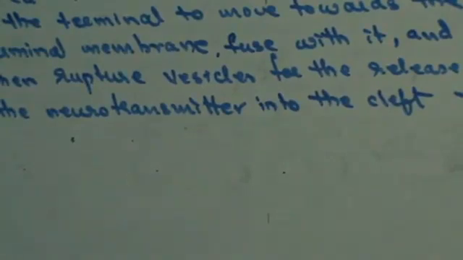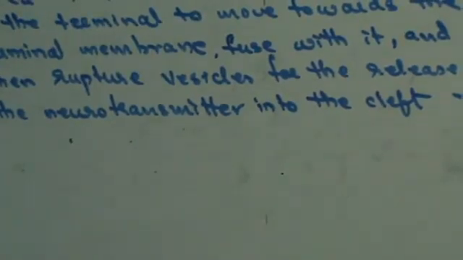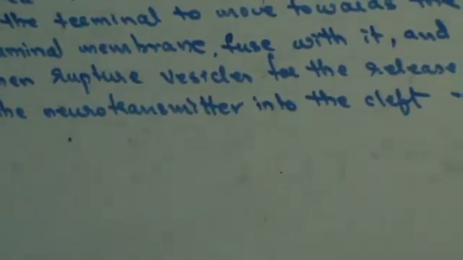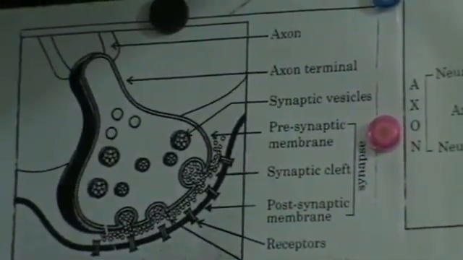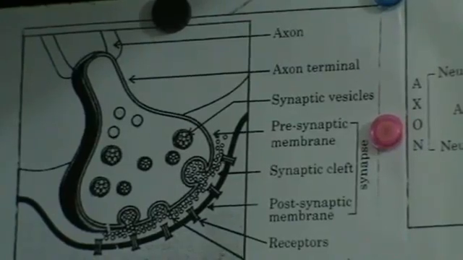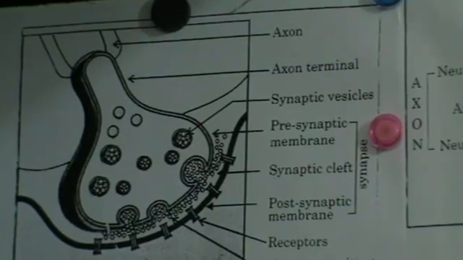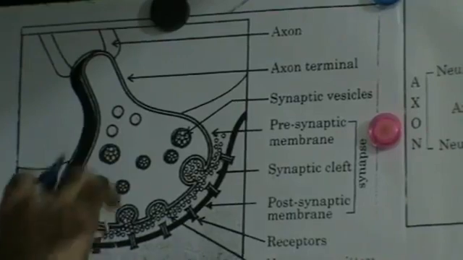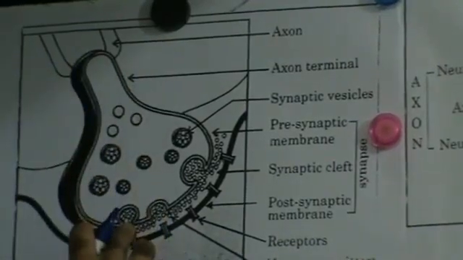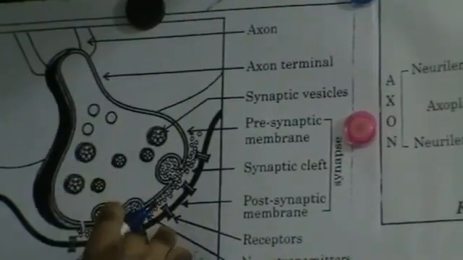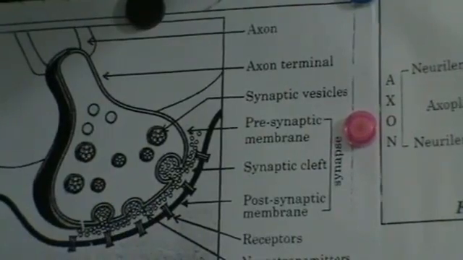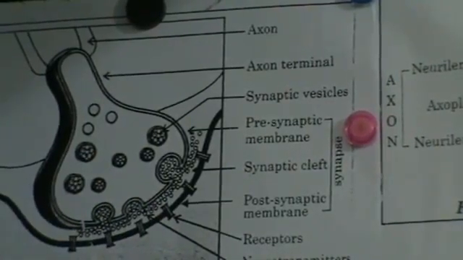These are then diffused into the synaptic gap, and they combine with the specific receptor molecules of the target cells of the receiving dendrites. So this is how the impulse is going to be released. The dendrites present on the other side of the synaptic gap would receive those chemicals and have the nerve impulse accordingly generated.